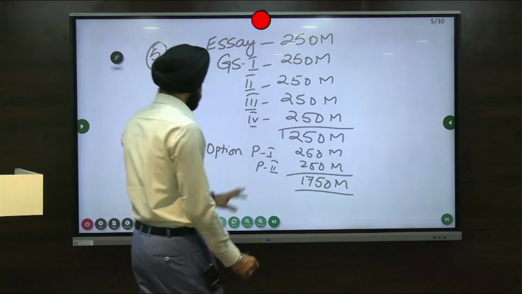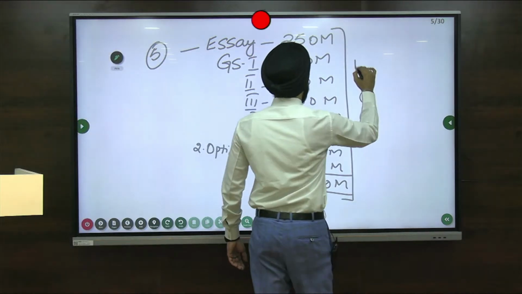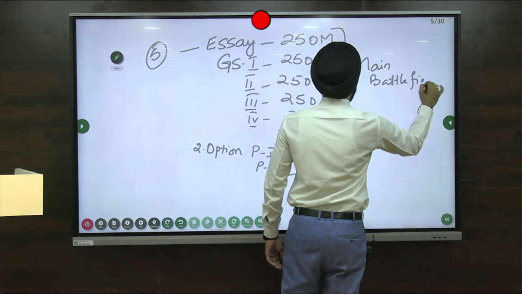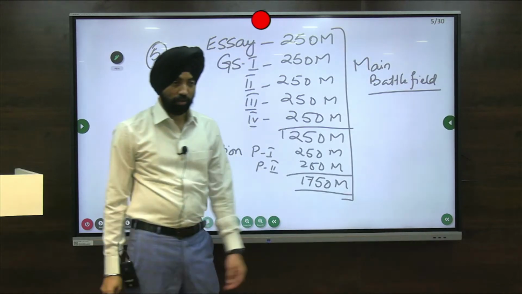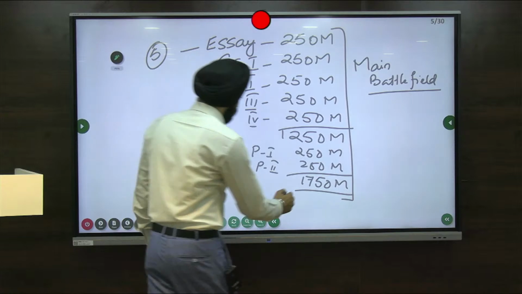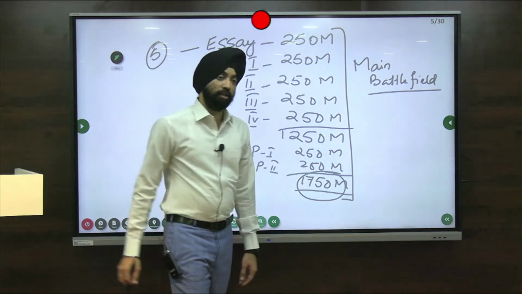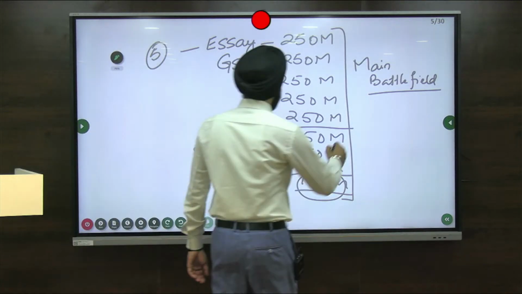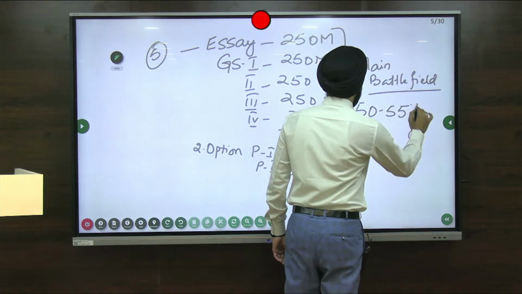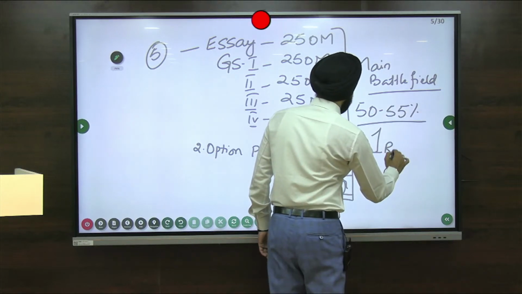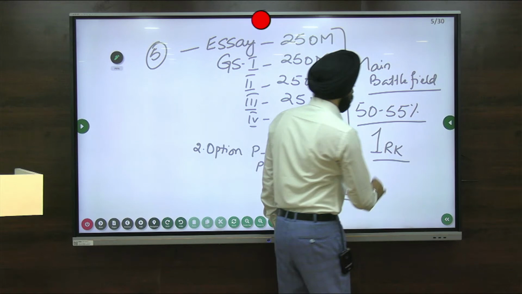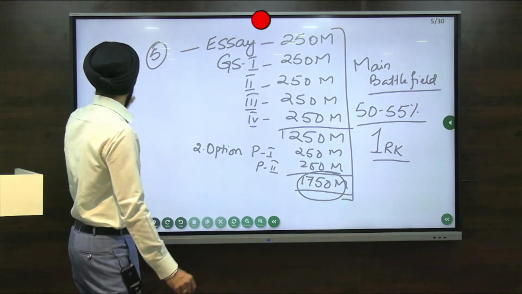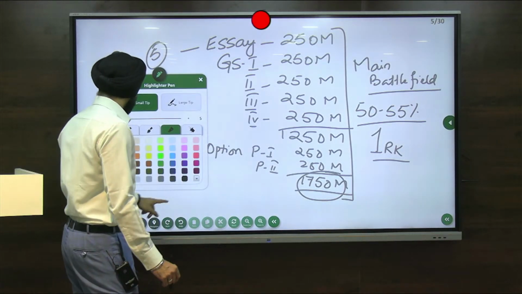So this is the mains score, and it is known to be the main battlefield in UPSC. Very, very important. This is where you are competing with others in the UPSC when it comes to your merit. If you happen to get anywhere between 50 to 55% marks, you stand a chance to get the first rank. See the importance, how difficult the paper is.